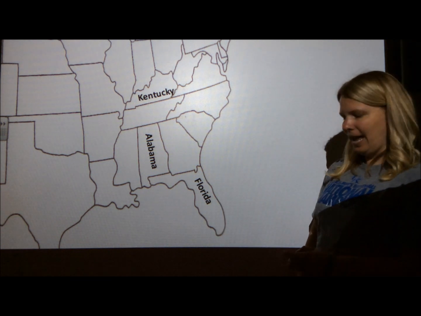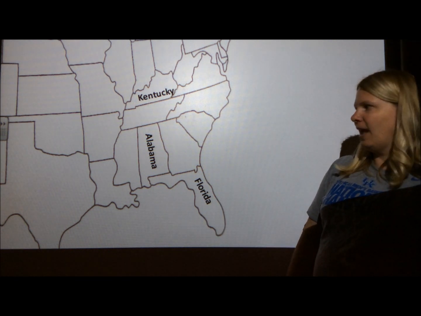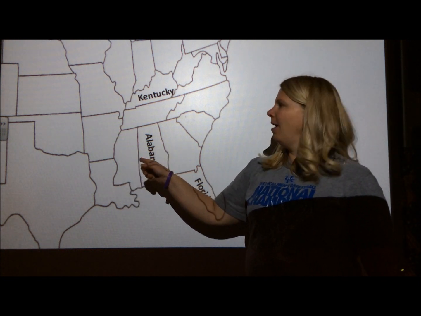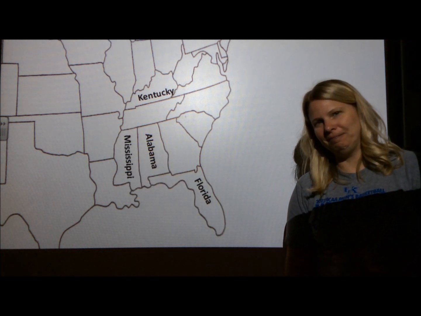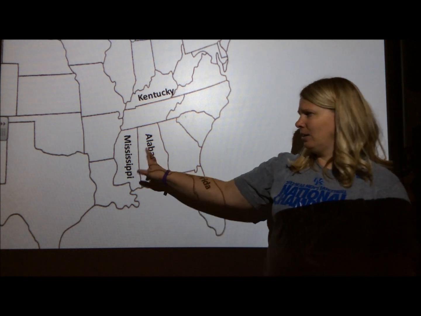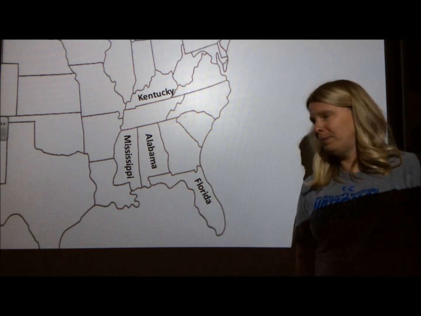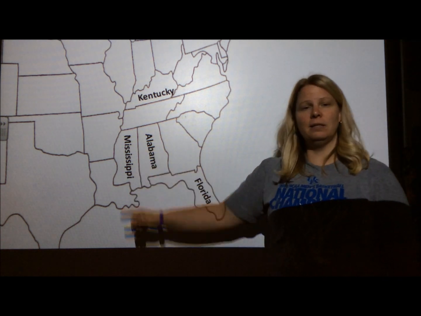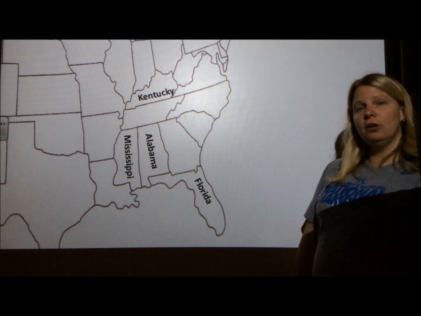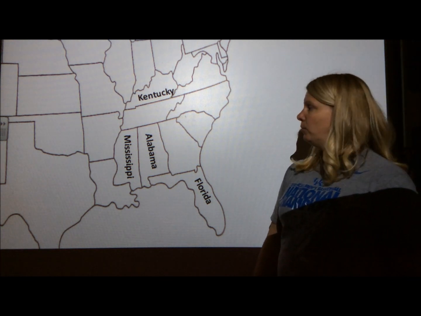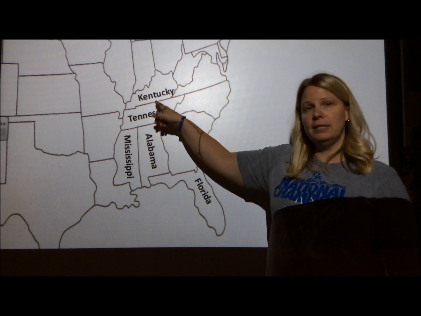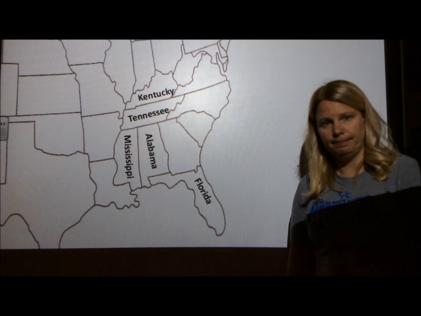The next one you're going to look at is Mississippi. Well, which one do you think that is? Little Miss, yeah, you're right. That's Mississippi. And they kind of look a lot alike. Just kind of opposite, right? So that's Mississippi. The next one you're going to label is Tennessee, and I'm sure most of you have been to Tennessee. So when you're traveling south, you hit Tennessee.